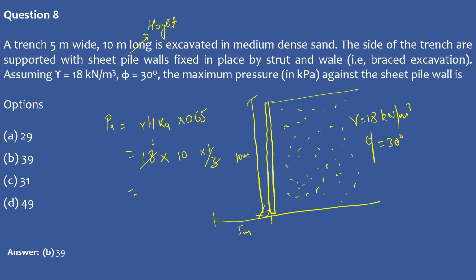Okay, we need to take only 2/3 pressure. That's why it is 0.65 gamma H Ka. 0.65 into gamma is 18, your height is 10 and K value is 1 by 3. So which is none other than 39 kPa. 6 into 0.65 into 10, which is 39 kPa.